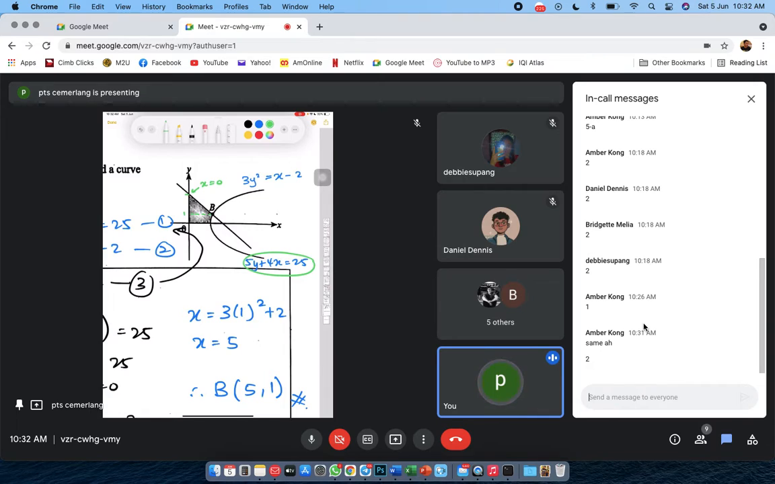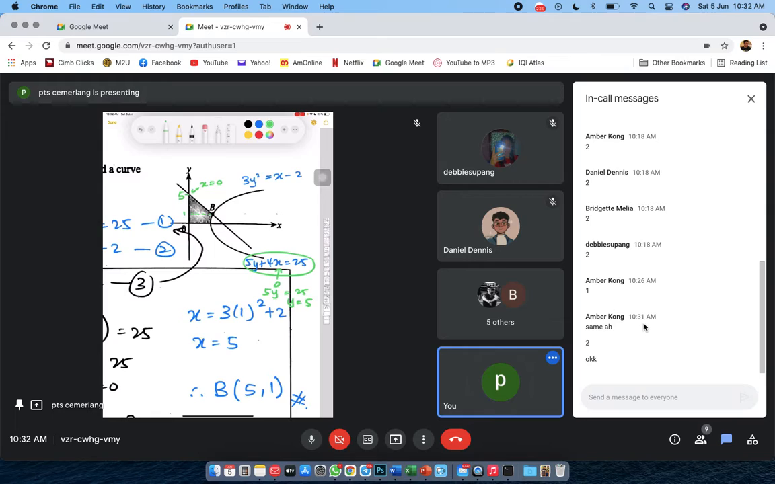Do you agree? Nilai x tu kosong? Setuju kan? So, kalau nilai x dia kosong, gantikan sini kosong. So, dapat apa? 5y sama dengan 25. So, y is equals to 5. So, means that this value here is 5. Bolehkah? Understand? Boleh, okay.